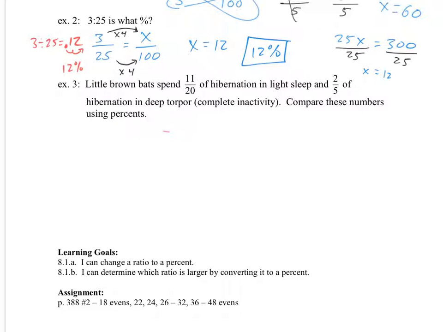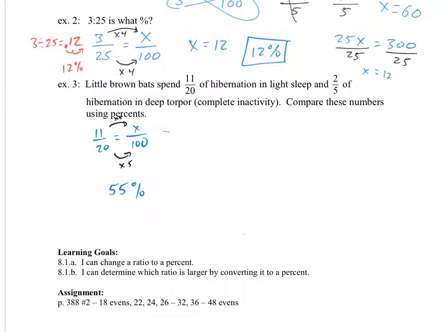Okay. So 11 over 20 equals x over 100. Ooh, what do I multiply 20 by to get up to 100? 5, yep. So the answer is going to be 55 over 100, or 55%. Agreed? Yeah.